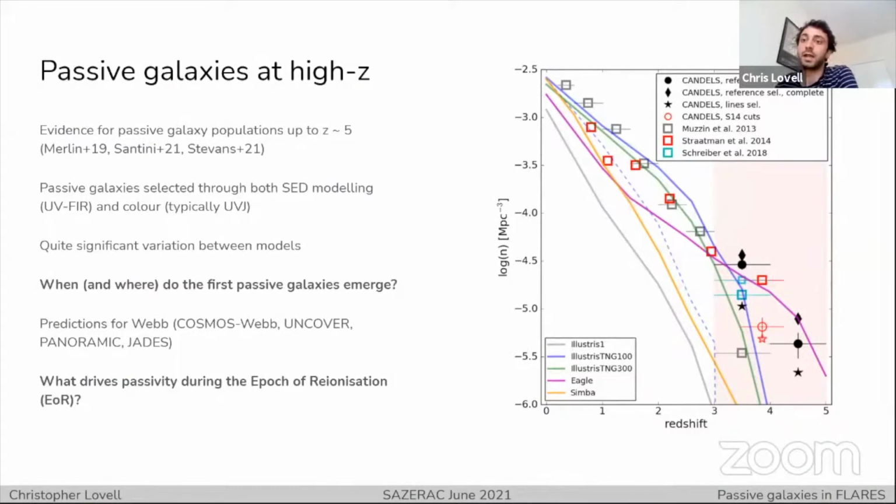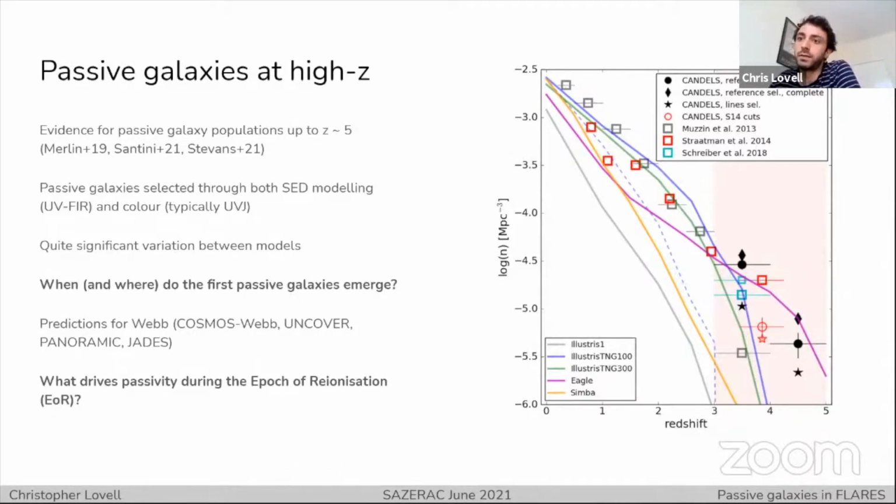So I'm going to talk a bit about passive galaxies at high redshift. We heard a little bit about this on Monday with reference to some of the JWST programs. But so far from HST programs, there's been evidence for passive galaxies out to about redshift 5. This has been seen in a number of different programs. These have been selected both through SED modeling and also through color selection diagrams. And you see this evolution in the number density increasing with decreasing redshift to the present day.